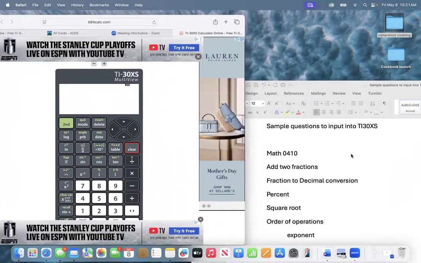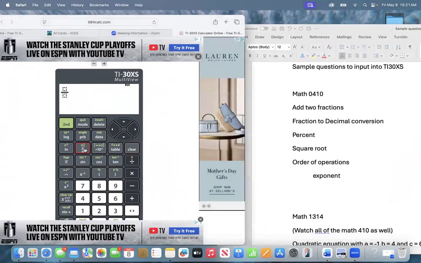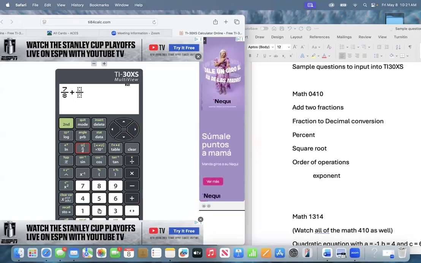Okay, so for Math 410, let's just start by adding two fractions. So your fraction button is right here. And you can input, let's say we have 7/8. Use the arrow button down to get into the denominator, and then arrow to the right to get out of the fraction, and then plus, and then I'll set up another fraction. Let's say we have 2/3. 2 on the top, arrow down, 3 on the bottom, arrow to the right to get out of the fraction.